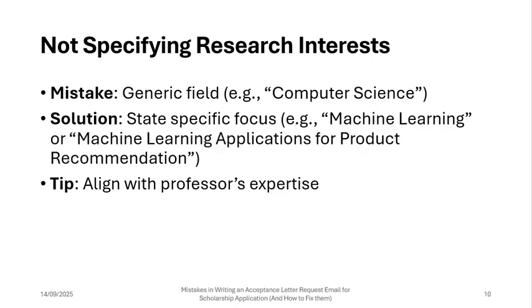The next thing is that you don't specify your research interests. This is very important, that you have to specify your research interest, and that they should be in alignment with the research interests of the professor to whom you are sending an email. For example, in computer science, if you just write computer science as your research interest, this is wrong. What you need to do is, if you are interested in machine learning or software engineering or machine learning applications or software applications, whatever you are, you have to specify your area of interest and make sure the professor has the same area of interest.